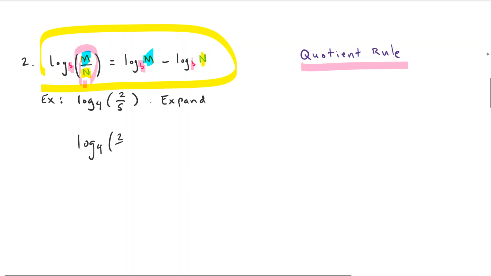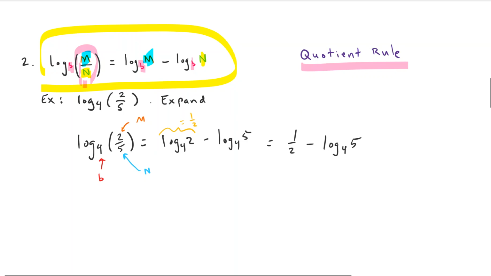So here's our example. Log base 4 of 2 divided by 5. If we want to identify each of these quickly, each of the parts, there's our base. We need to have an m, and we need to have an n, and we're ready to go. Whoops, already have an equal sign there. This is now log base 4 of 2 minus log base 4 of 5. And again, we know that this equals 1/2 from our last example. So we'll say 1/2 minus log base 4 of 5, and we're done.